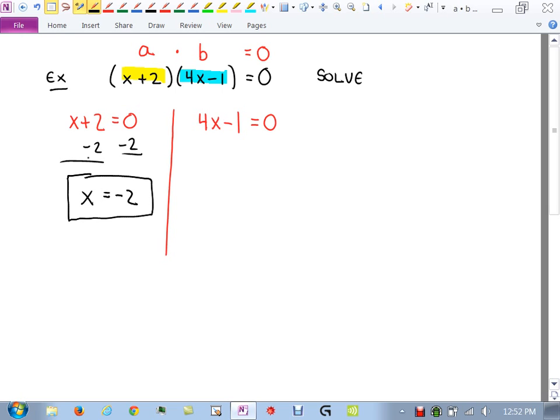And now to solve this one, I need to get the x by itself. I have a 4 in front of it, and then I have a minus 1 here. So what should I do? Add 1 first, right? Don't go dividing by 4 or anything yet. Move the 1 over, so add 1 to both sides.